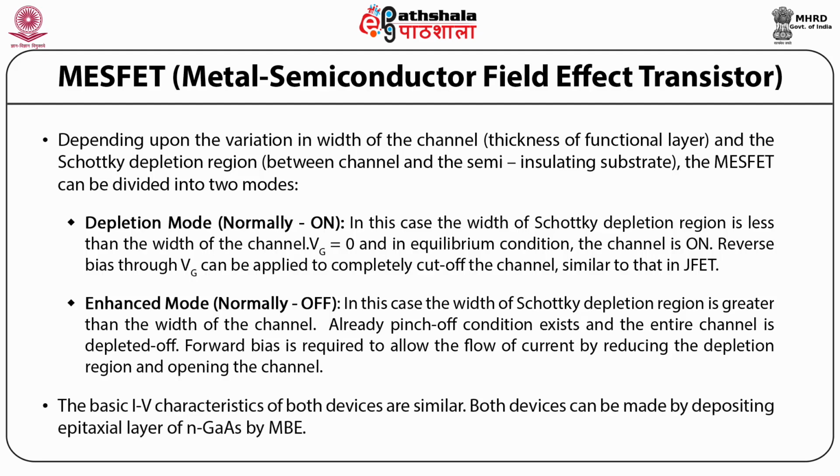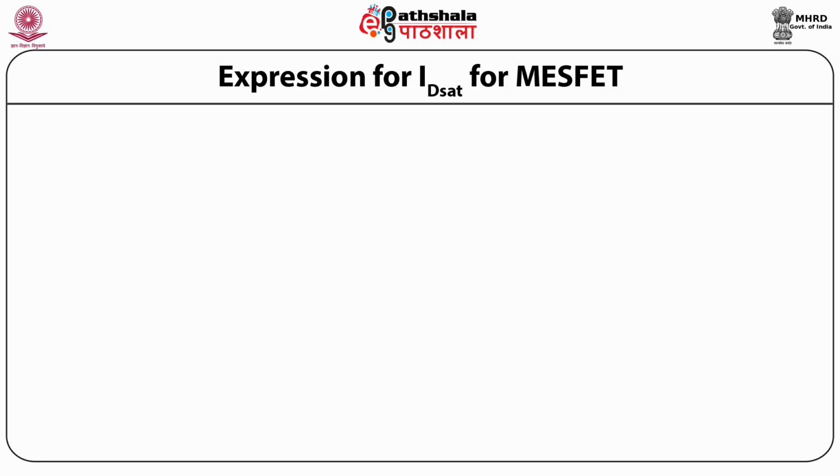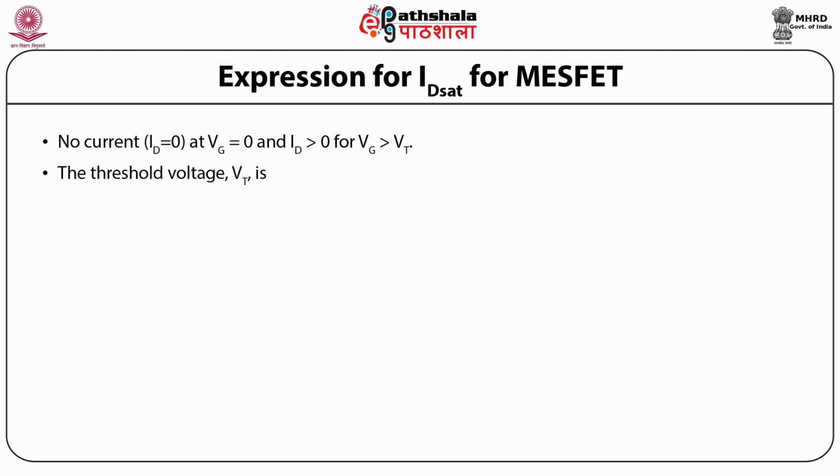So basic IV characteristics of both the devices are similar, and both the devices can be made by depositing an epitaxial layer of N-type gallium arsenide by MBE. So let us now derive the expression for ID saturation for MESFET. Now current ID equal to 0 at VG equal to 0, and ID greater than 0 for VG greater than VT, where VT is the threshold voltage, which is given by VBI minus VP.